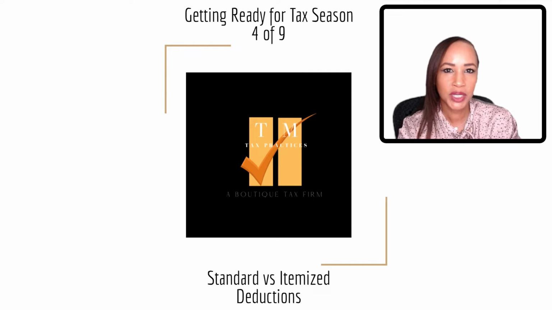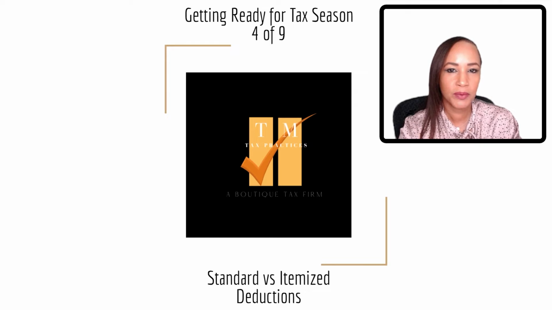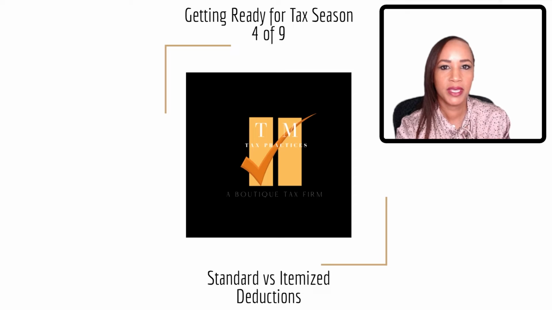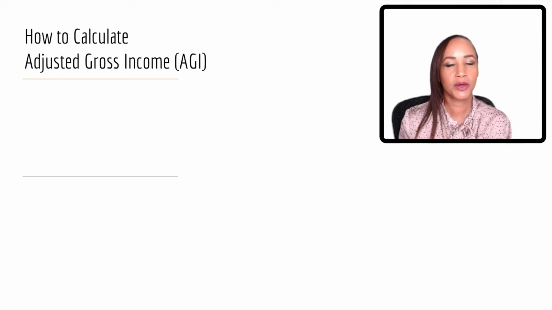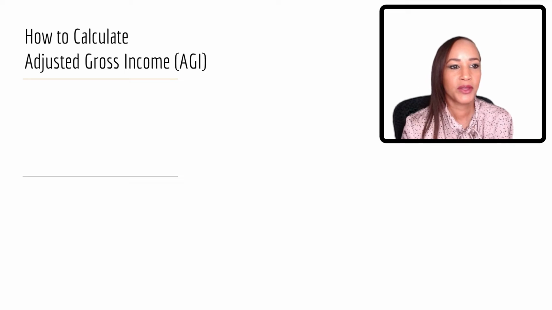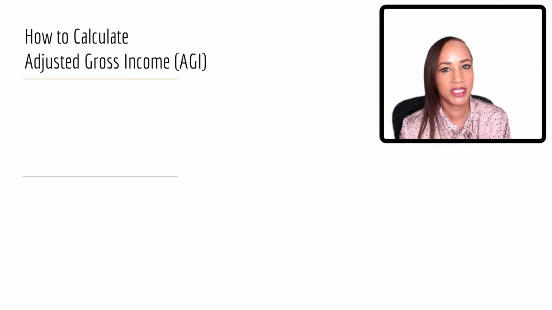Before we jump right into those two things, there were a few things I wanted to go over, just to show you how we even get to the standard and itemized deductions and your taxable income, so you can understand that part a little bit better. I'm going to try to quickly go through this, starting with your adjusted gross income, or AGI.